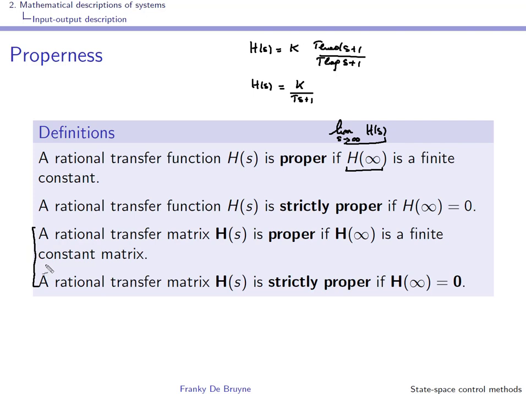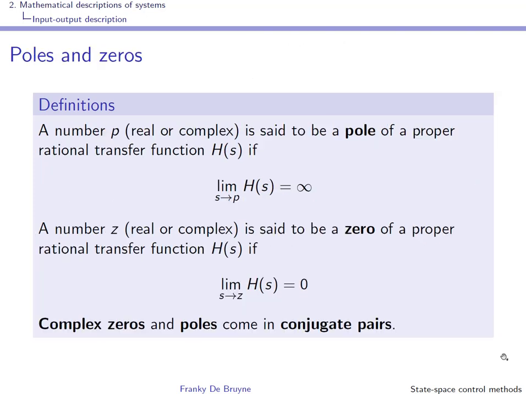p is said to be a pole of a proper rational transfer function if the following relation holds, and z is said to be a zero of the same proper transfer function when the following relation holds.